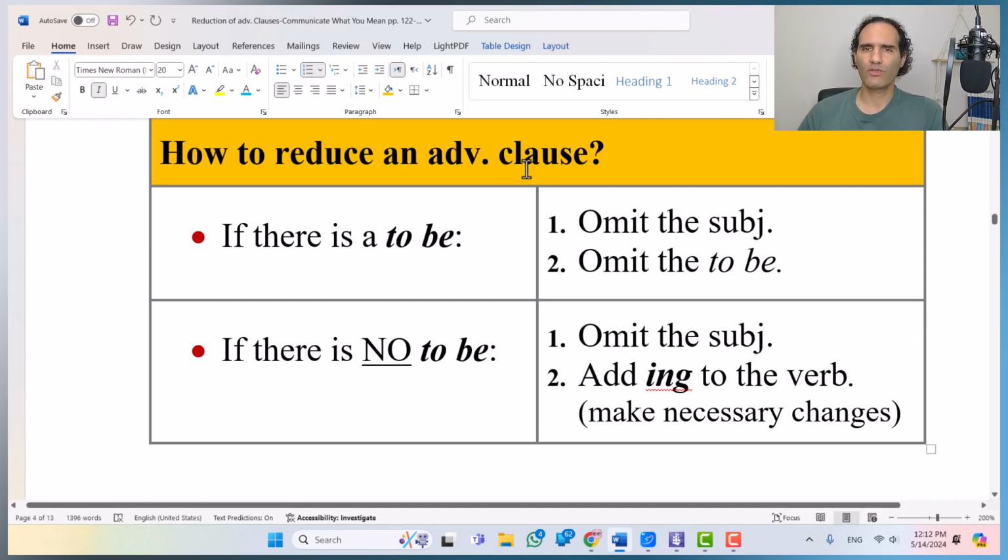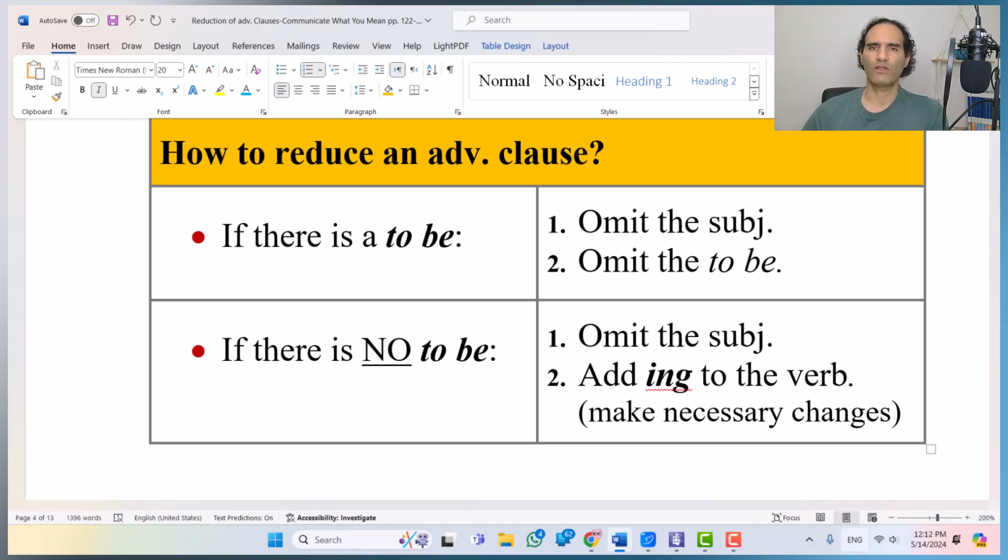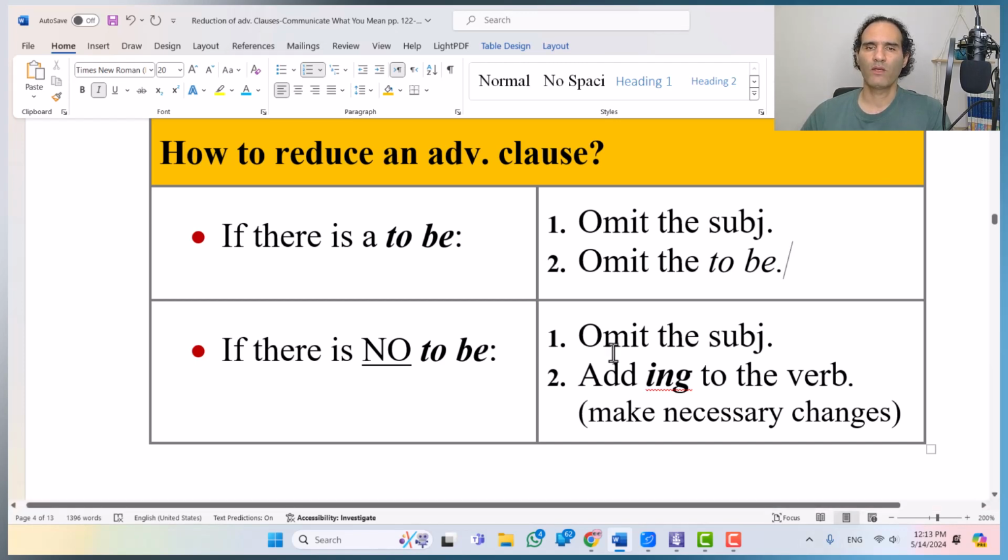We want to reduce the adverb clause. In the adverb clause, if there is a to be, omit the subject, omit the to be. If there is no to be, omit the subject, add ing to the verb. We never change the main clause, the independent clause. We always just reduce the adverb clause.